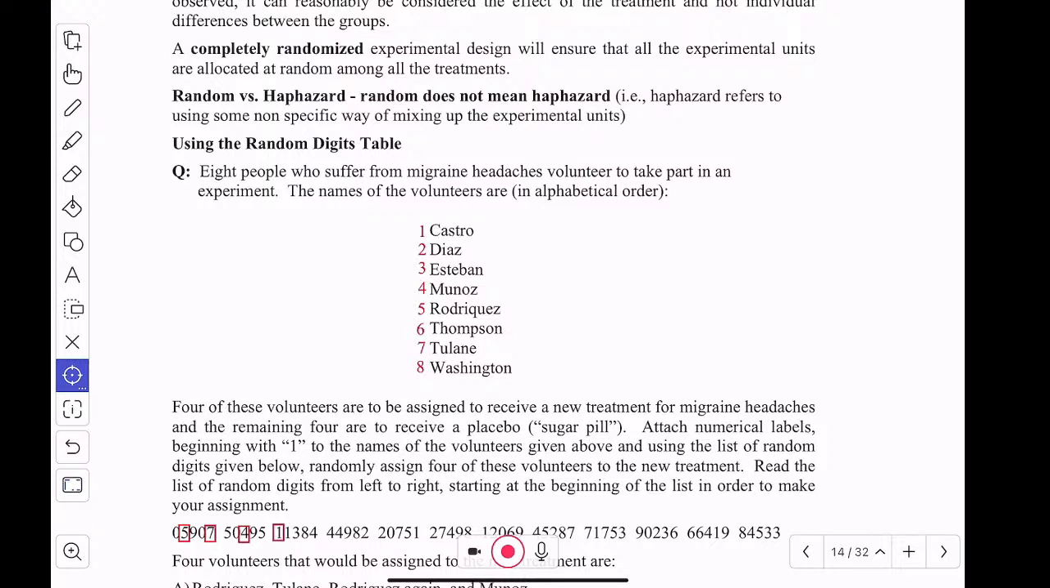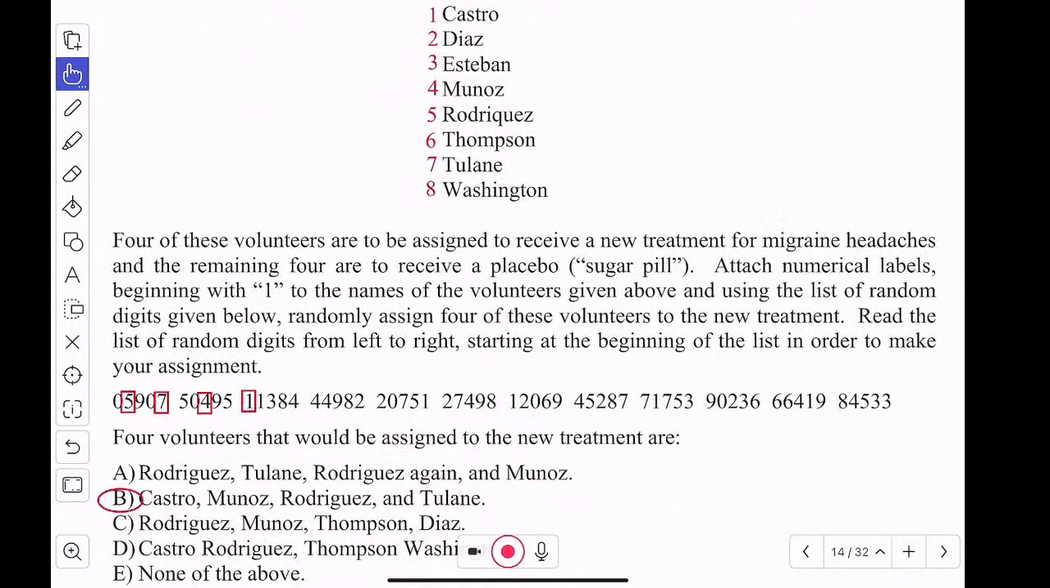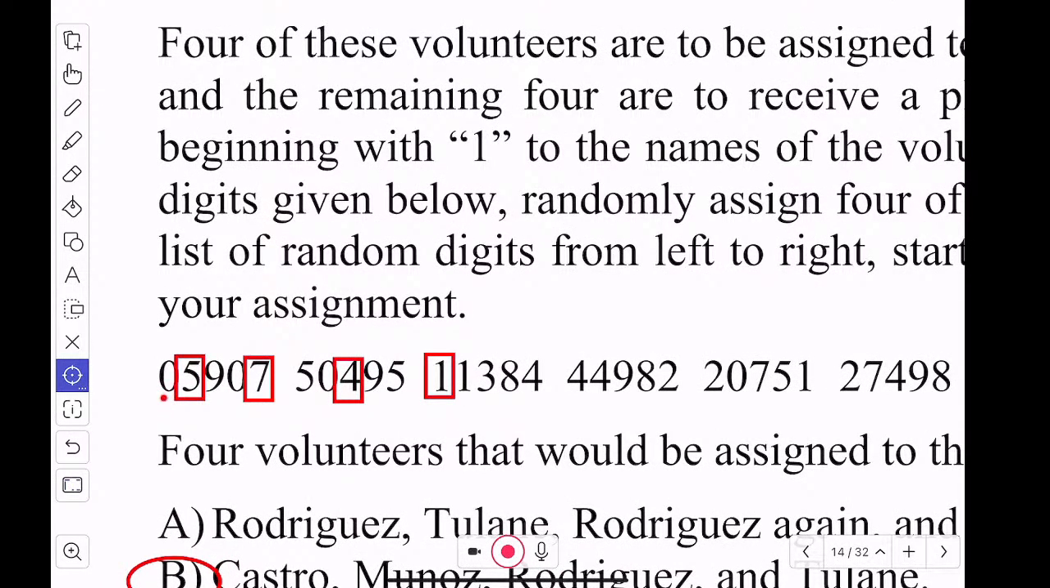And in this randomization, we want to pick 4 volunteers to be in the treatment and 4 for the control group. So we put the labels in, and then we use a random digits table. And you see here, as I go through, I go by 1 at a time. So 0 is not in the list. 1 to 8 is. So this one would be the first one we would pick. 9 is not on the list. 0 is not on the list. So we skip those. 7 is. So we pick 7 for our group.